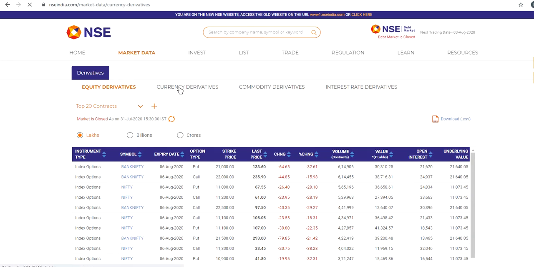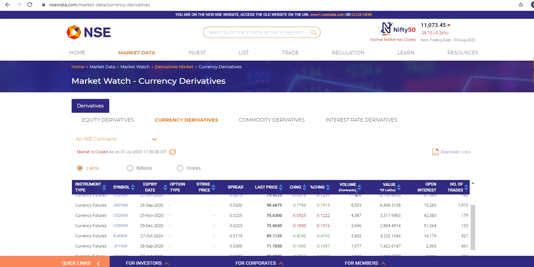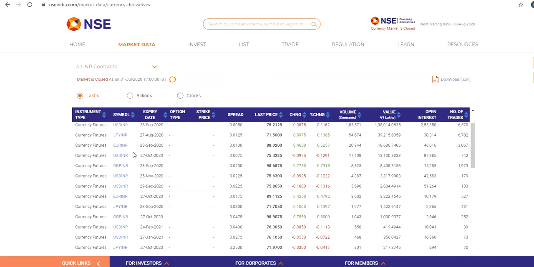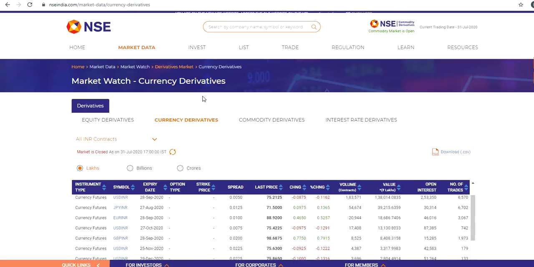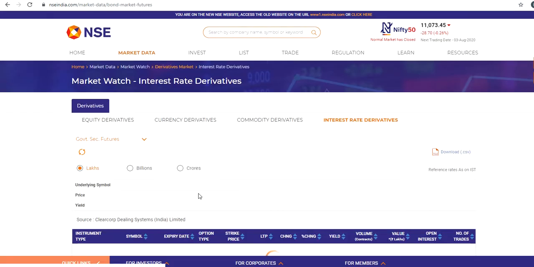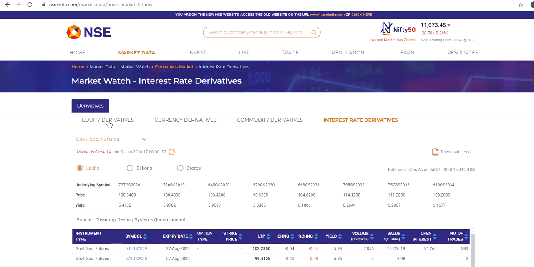For the currency segment, there is a set of derivatives based on currency rates, like INR with the dollar, and then British pound with INR, that kind of thing. Similarly, we have commodity derivatives and interest rate derivatives available there.